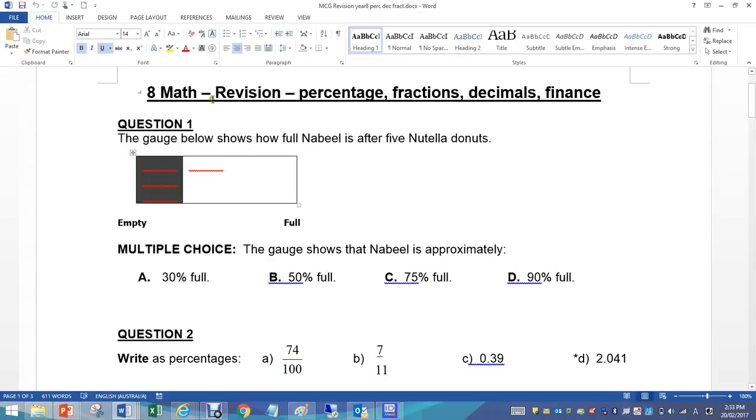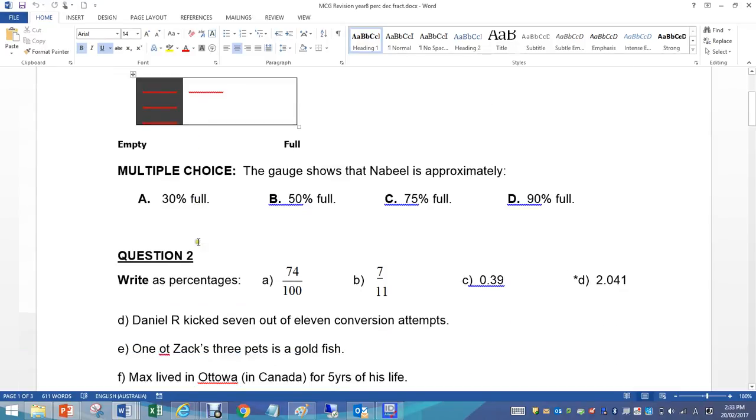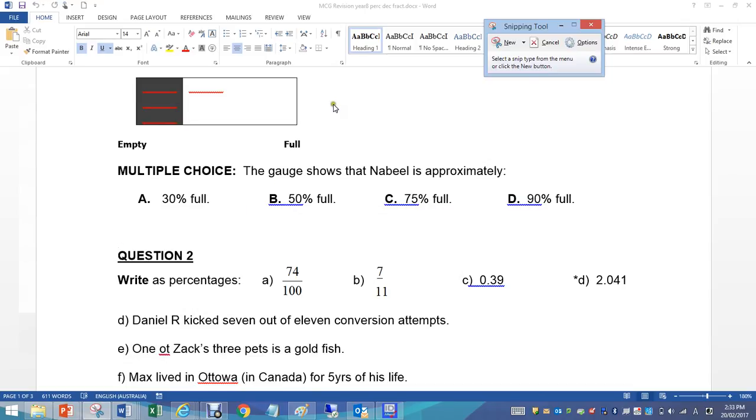Okay, so here's the Year 8 Maths revision for the test coming up on Friday. I'm just going to show you examples of a few questions, just to give you a bit of confidence that you can do them yourself. So let's just have a look at question 2 here. It says write as a percentage. So I might just grab a couple.